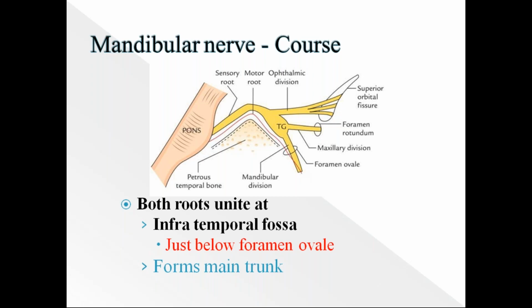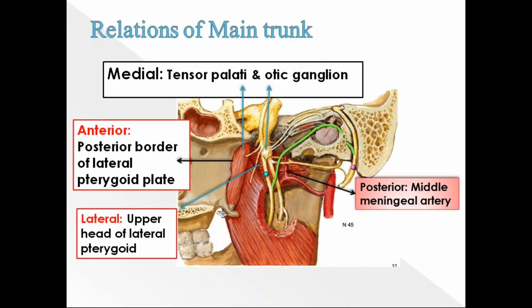Now we'll see the course of the mandibular nerve. After entering the infratemporal fossa, this trunk immediately divides into an anterior division and a posterior division. Now we'll see the relations of the main trunk in the infratemporal fossa. First, orient this picture.